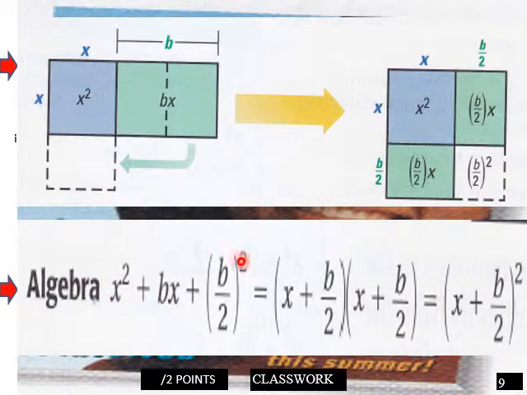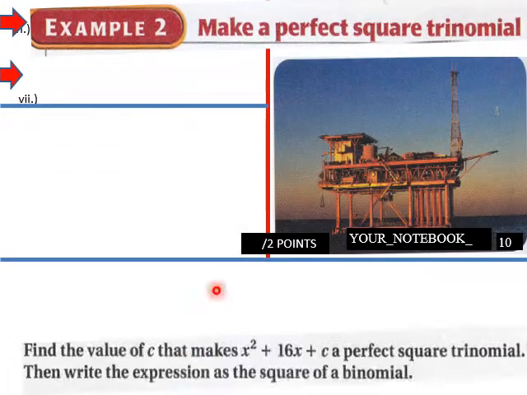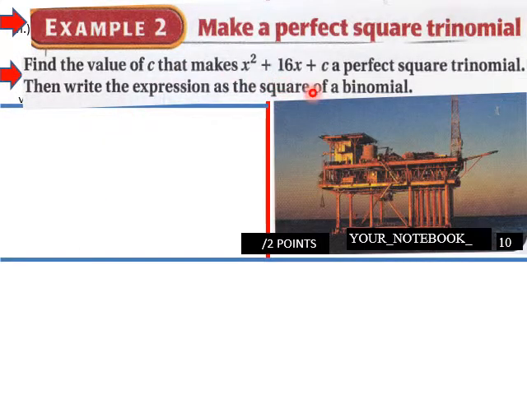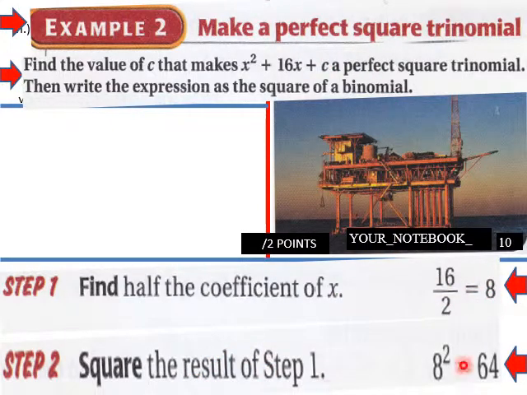So here's the algebra for that: x squared plus bx plus b over 2 squared, and here is our perfect square, which equals x plus b over 2 squared. So make a perfect square trinomial. We have a trinomial here. Then write the expression as a square of a binomial. So find half the coefficient of x: 16 over 2 equals 8. And then square it, and we get 64. So, do next.